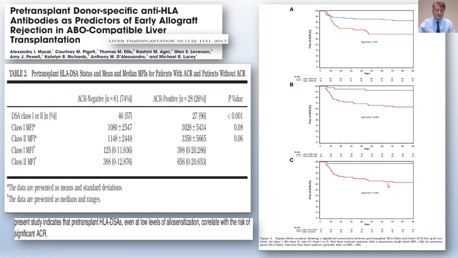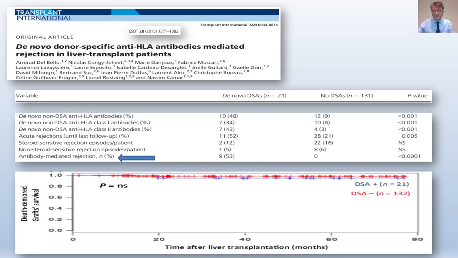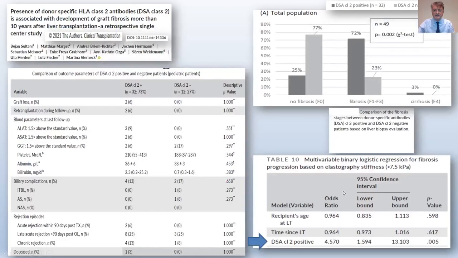In liver, the mismatch of the antigens is also associated with a higher incidence of de novo DSA, and this translates into a higher risk of acute rejection. However, in long-term follow-up, there are data showing that it is not related to a difference in graft survival, which is similar, as you can see here, in patients who were positive and negative for DSA.